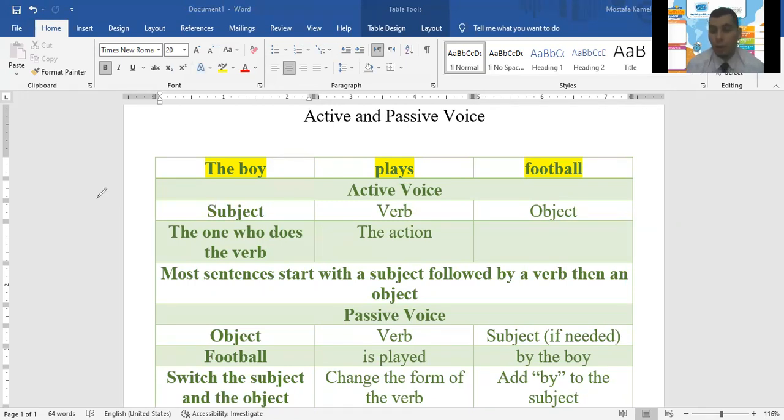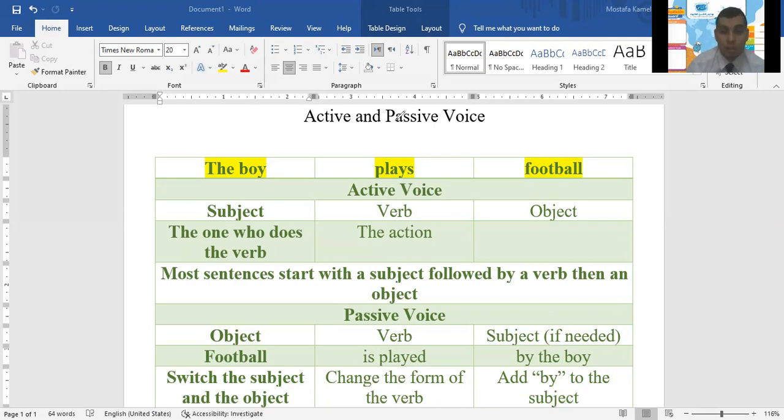Adam, what seems to be the problem? In the grammar that I didn't understand. I was thinking that I understand it in the word, but I didn't understand actually. No, you understood everything. You're just confused about the change of the form of the verb. First step is to switch the subject and the object, but you're confused about the form of the verb.